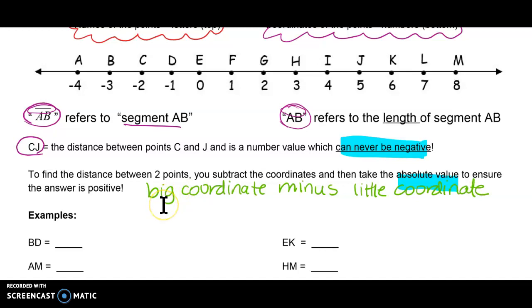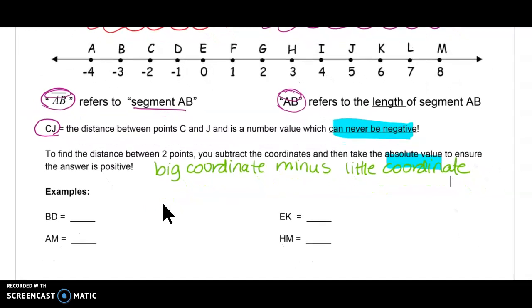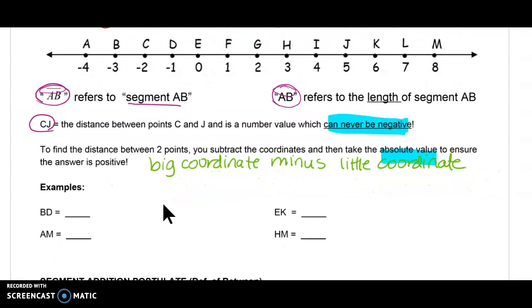So we are going to use the number line from the top to answer these questions. So we're looking for the length of BD. So if we know that B is at the coordinate -3, D is at the coordinate -1, -1 is the bigger number, so we're going to do D minus B, which will be -1 minus -3, which is 2. So the length of BD is 2.